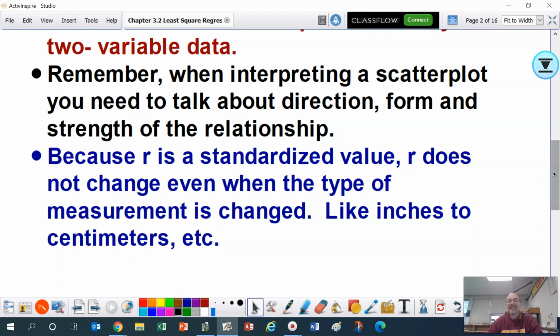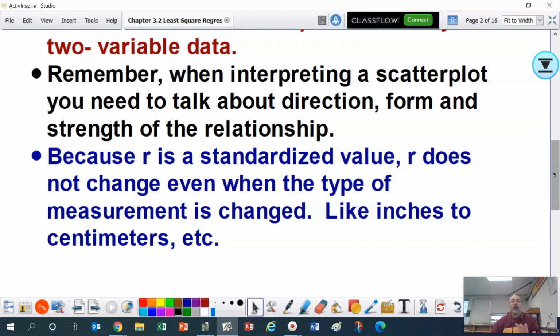Because R is a standardized value, R does not change even when the type of measurement is changed, like inches to centimeters. So if you convert the response from centimeters to inches or inches to centimeters, it will not change the R value. It will not change the correlation. I guess we call it robust in that way because changing the measurement does not affect the correlation.